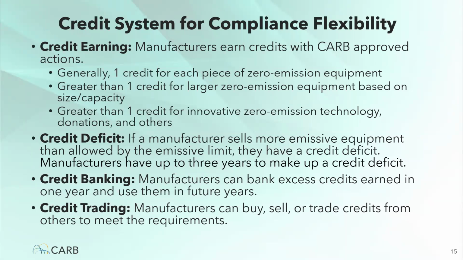If manufacturers sell more emissive units than they're allowed to sell based on CARB's proposed emissive sales limit, the credit system really allows manufacturers to earn or trade credits to comply with the regulation. And any deficits incurred would need to be remedied within 3 calendar years. We also have an option for credit banking, which allows manufacturers to bank credits generated in any calendar year to use for a future calendar year until the credit sunsets. We also have an opportunity for credit trading, which allows manufacturers to buy, sell, or trade credits from other manufacturers.